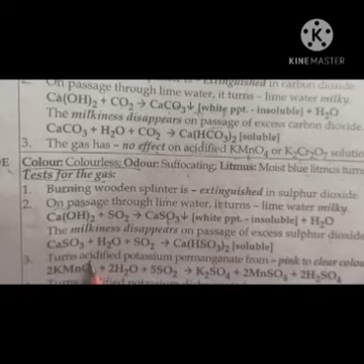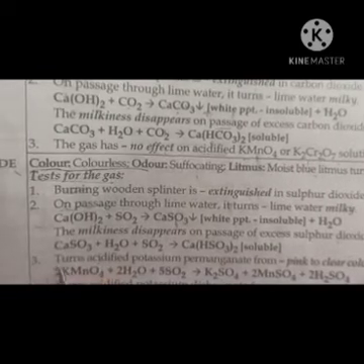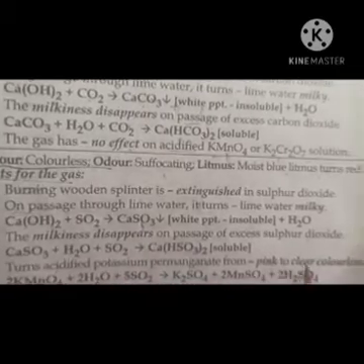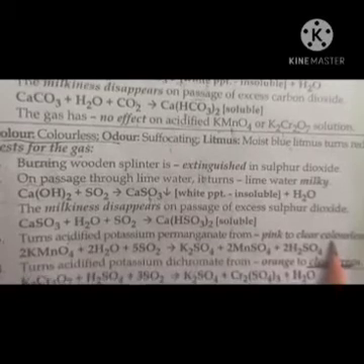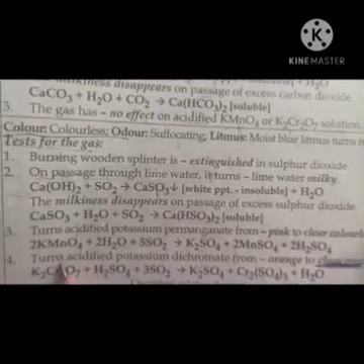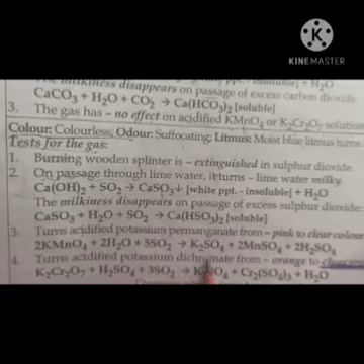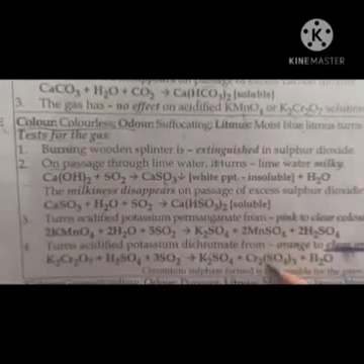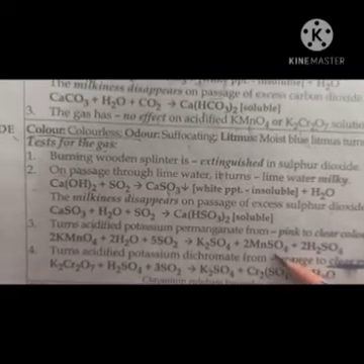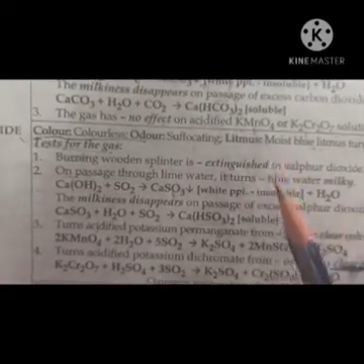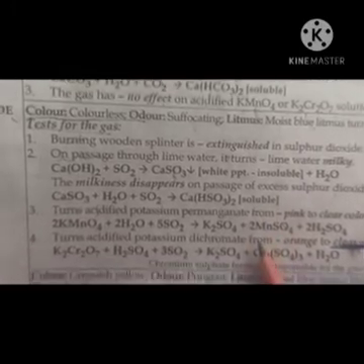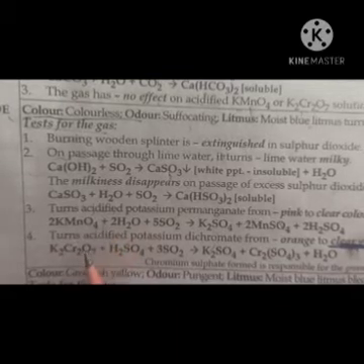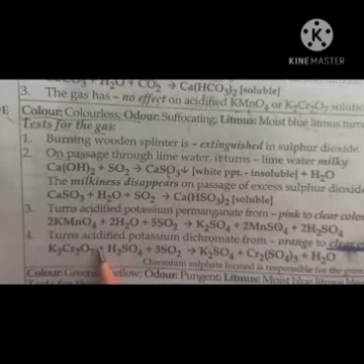The tests you have to do are that sulfur dioxide always turns acidified potassium permanganate from pink to clear colorless. And second, sulfur dioxide turns acidified potassium dichromate from orange to clear green. Just remember this. These are the two tests which help in differentiation between carbon dioxide and sulfur dioxide, right? Which ones? Acidified potassium permanganate solution and acidified potassium dichromate solution.